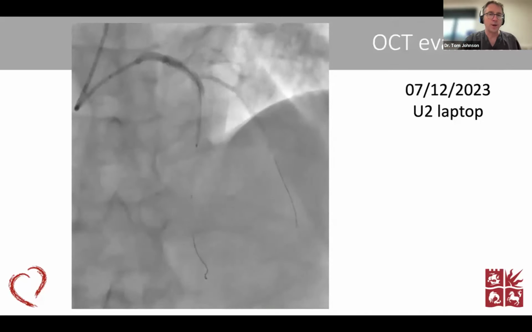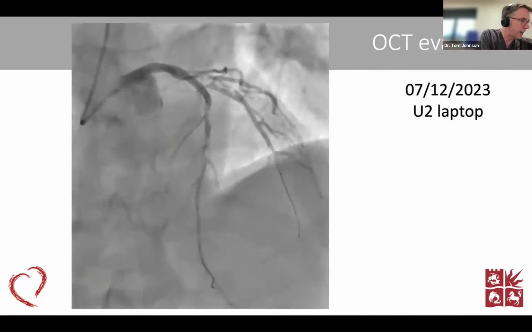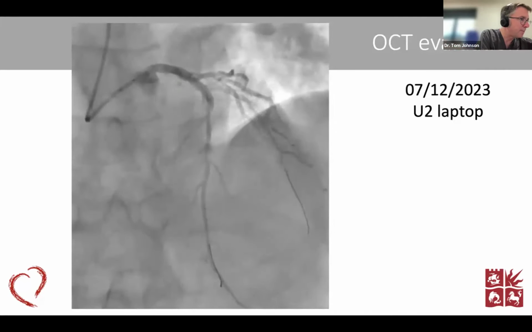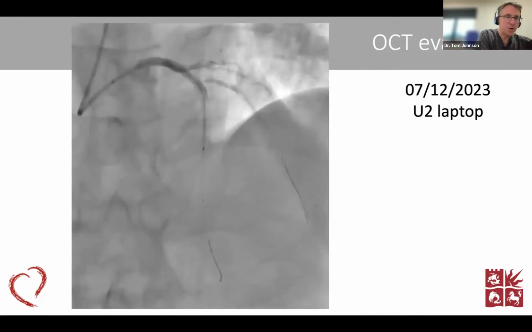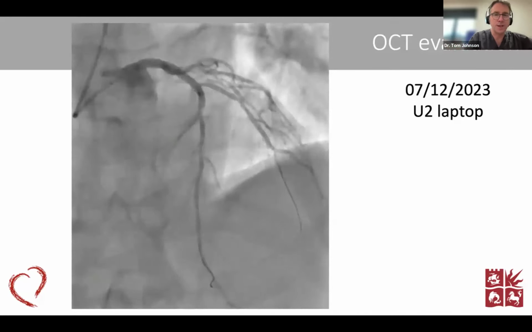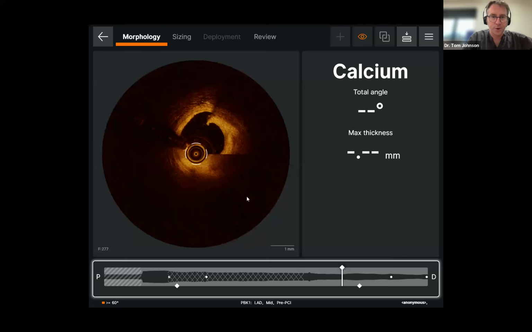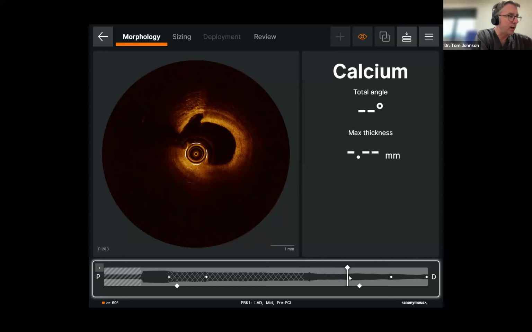So hopefully now I can convert across to the other laptop. Let me just see if I can share that for you. So hopefully now you can see, let me stop sharing this. Just see. So I'm hoping, yeah, great. So this is the first OCT run after that rewiring.